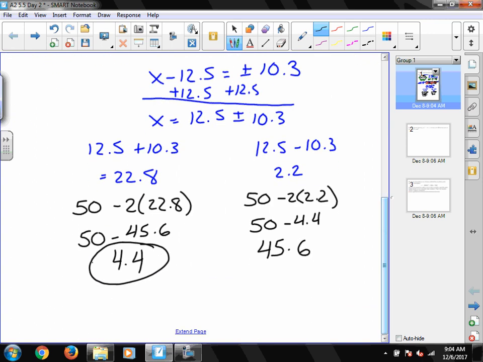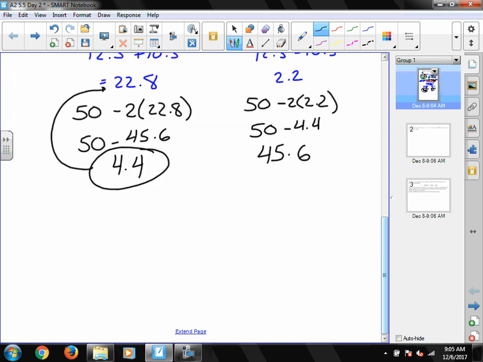And since I have a side length of 4.4, that means my other side is going to be 22.8. So the dimensions of my garden are going to be 22.8 by 4.4. And that's what we were looking for.